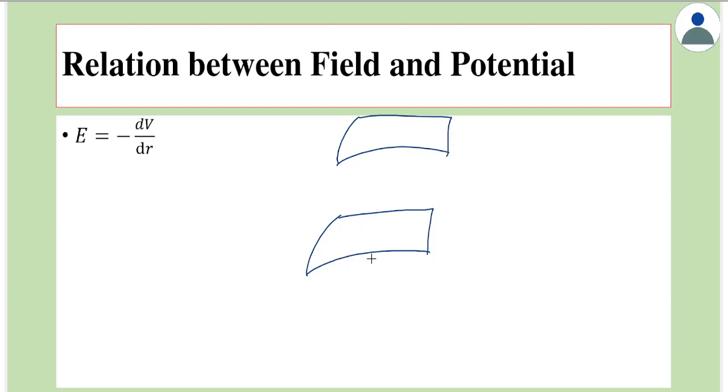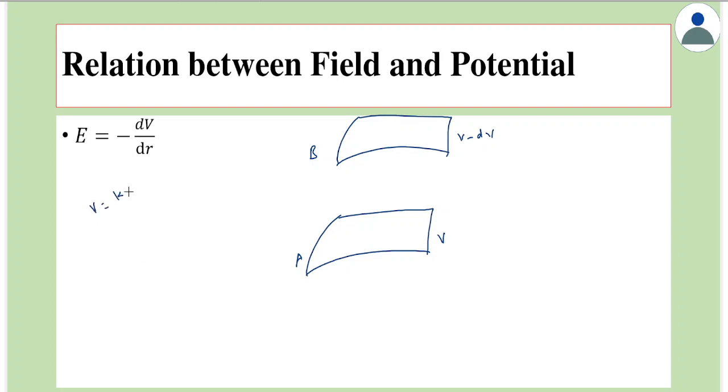These two are parallel to each other. Let us call this surface A and this surface B. Let the potential at any point on surface A be V, and the potential on surface B be V minus dV. So we are assuming that potential is decreasing from surface A to surface B, but both A and B are equipotential surfaces.